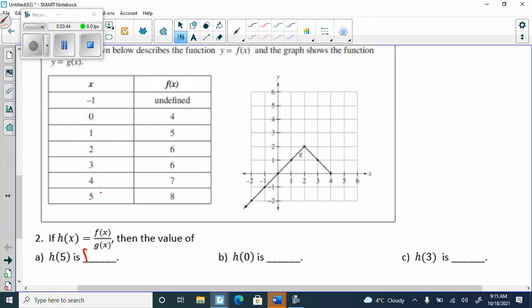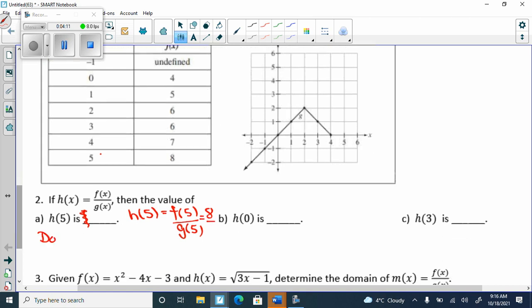So h of 5 would equal f of 5 divided by g of 5. F of 5 is 8. G of 5, I set you up for disaster. What's g of 5? It doesn't exist. Can I graph the graph of a function where they both don't exist? No, you don't have a y value to even use. So h of 5 does not exist on the graph of h of x.